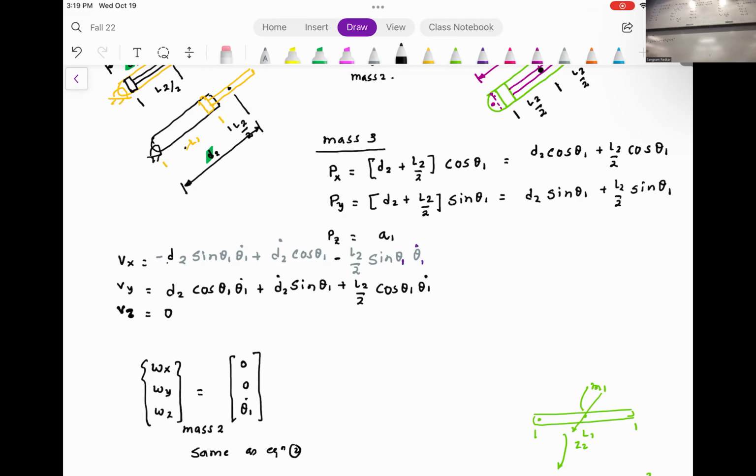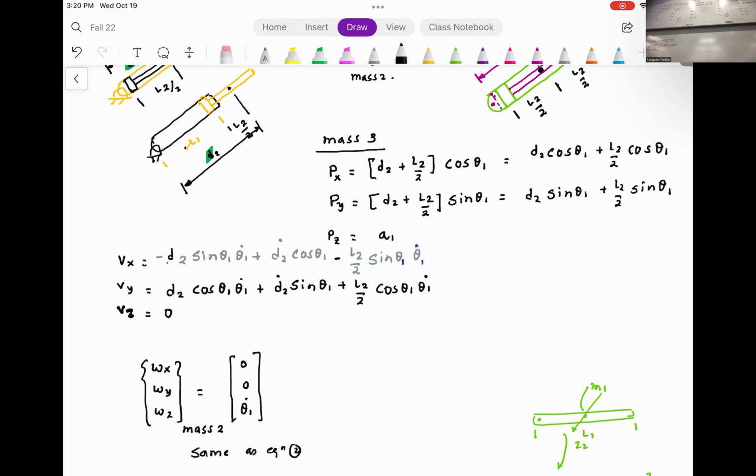Everyone understands this? Next thing is I need the kinetic energy of rotation, and this is going to be 1/2 Ixx omega x square plus 1/2 Iyy omega y square plus 1/2 Izz omega z square. Are you with me so far? The total kinetic energy, which I call T, is the kinetic energy of translation plus kinetic energy of rotation.